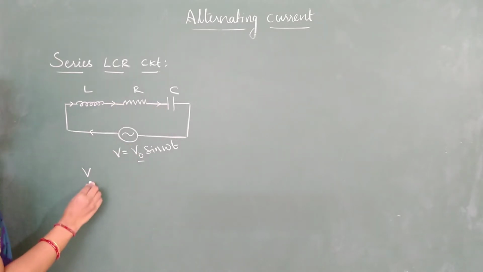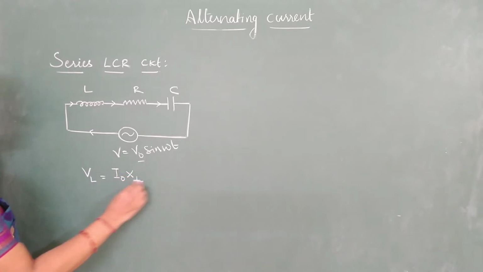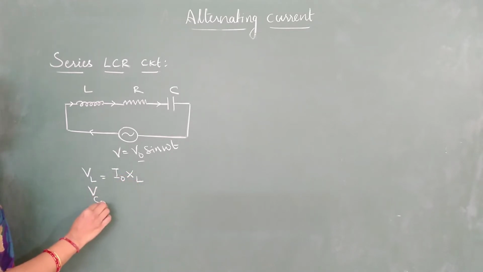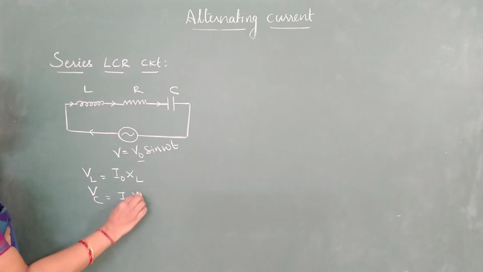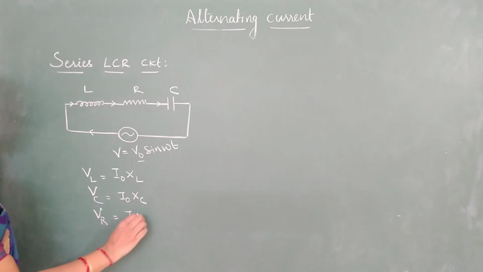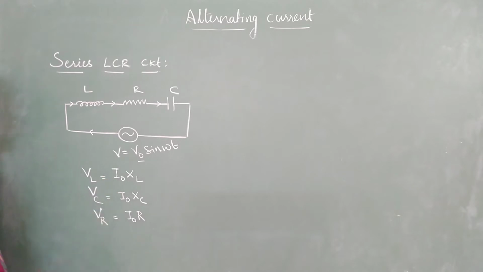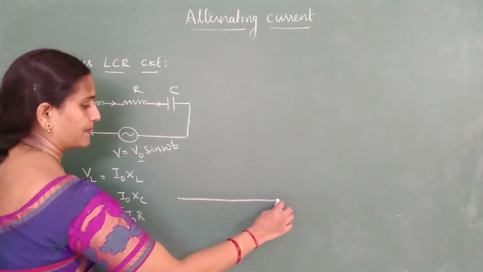We took the voltage across the inductor as I naught into XL. These are all peak values. Voltage across the capacitor is I naught into XC. Voltage across the resistor is I naught into capital R. And how did we represent all the four vectors VL, VC, VR and I naught in phasor representation?